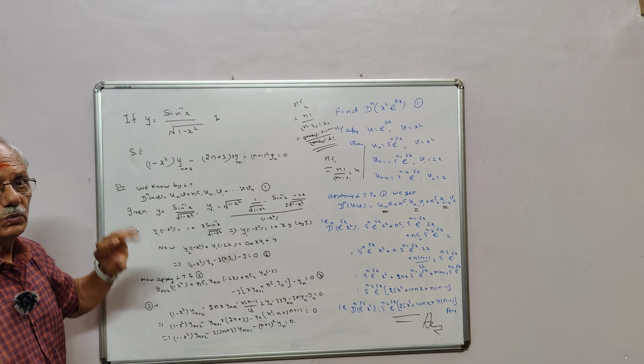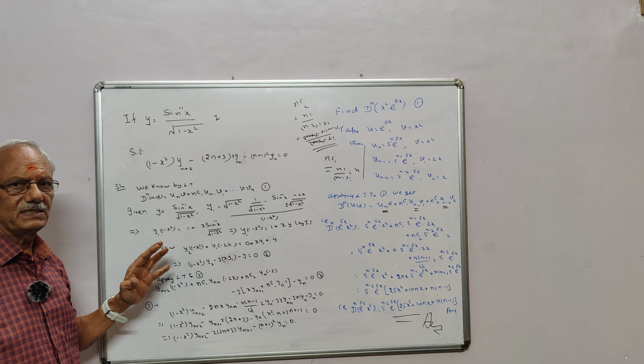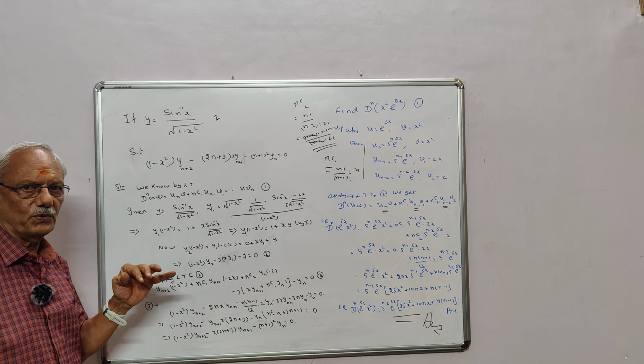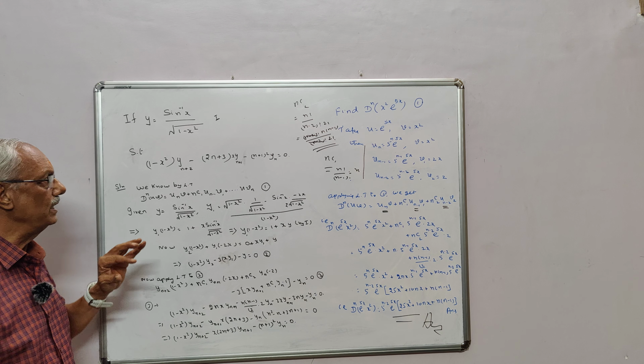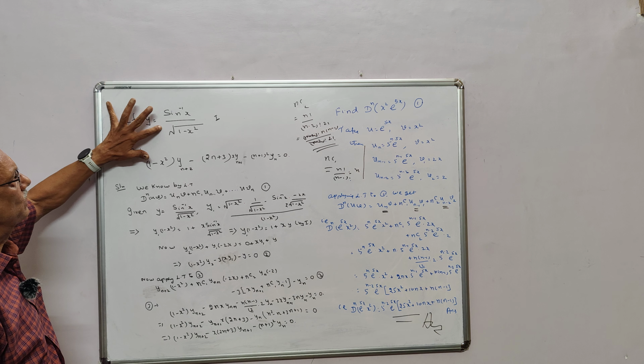Here also, you will understand, some technical approach is there. That technical approach you will get when you do a lot of problems. Okay, understand the concept of it. Now you are given y is equal to sine to the power of minus 1 of x divided by square root of 1 minus x squared. Call this as 1 and we have to prove this result.